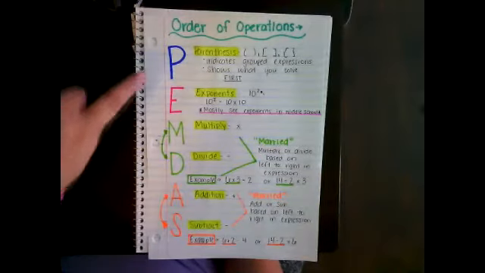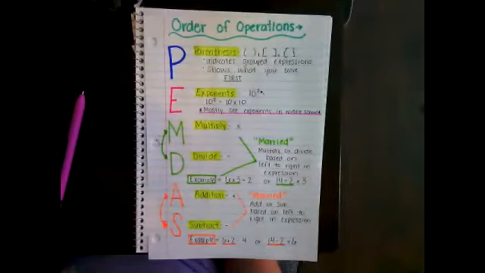Now, each of these letters obviously means some sort of mathematical term. Let's talk about our first term, parentheses. Parentheses are these two circular brackets. Sometimes you'll see a bracket that looks like that or a bracket that looks like that. All of that means is that we've grouped those expressions together.